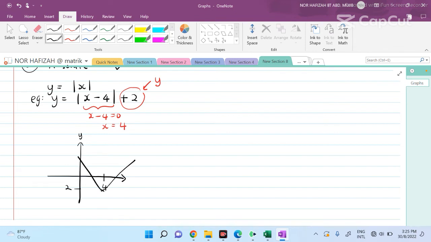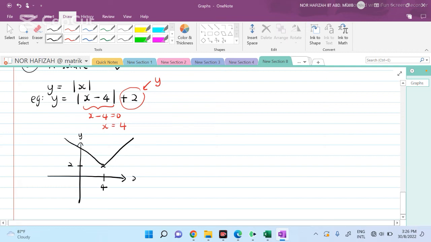V. What is the domain? Apa yang salah? Apa pasal 2 duduk kat bawah tu kan? Sepatutnya 2 duduk. Saya terfikir negatif 2 tapi tak ada 2 kan? 2 duduk dekat atas lah, sini. Apa salah kat bawah kan? V-shape.